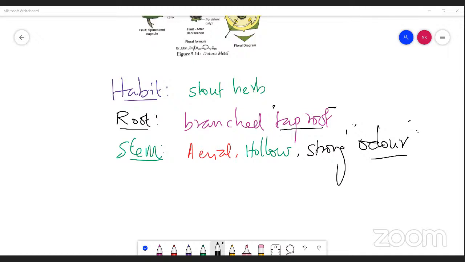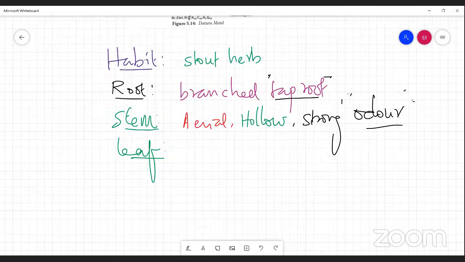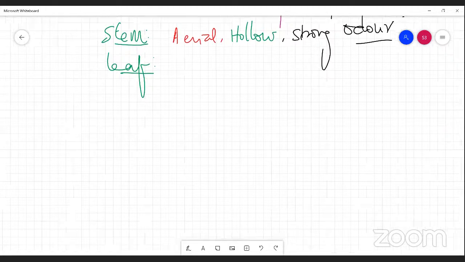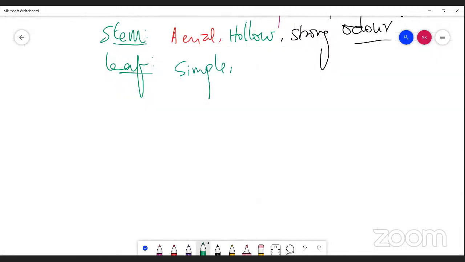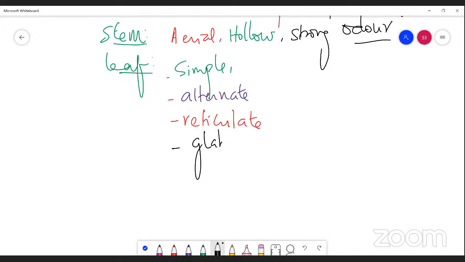The next one, leaf character. The leaf, as you know very well, is simple, very large and broad in nature. The type of leaf is simple, the type of phyllotaxy is alternate, and the type of venation is reticulate. The surface is very smooth, glabrous, right? And the leaf is entire.